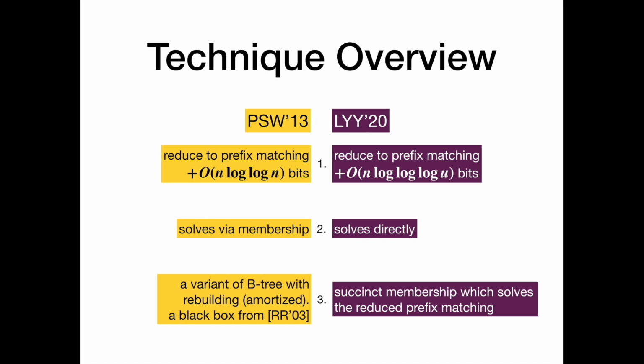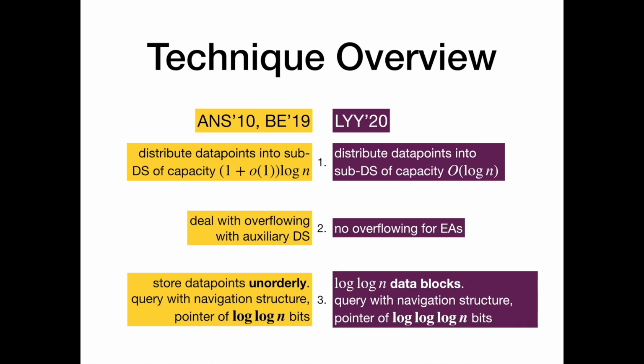We introduce a succinct membership data structure. It turns out that our data structure solves the reduced prefix matching. Again, let's compare our solution with previous works. Arbitman, Naor, and Segev presented the first succinct membership data structure in 2010. Later, Bercea and Even refined the data structure to maintain multisets.